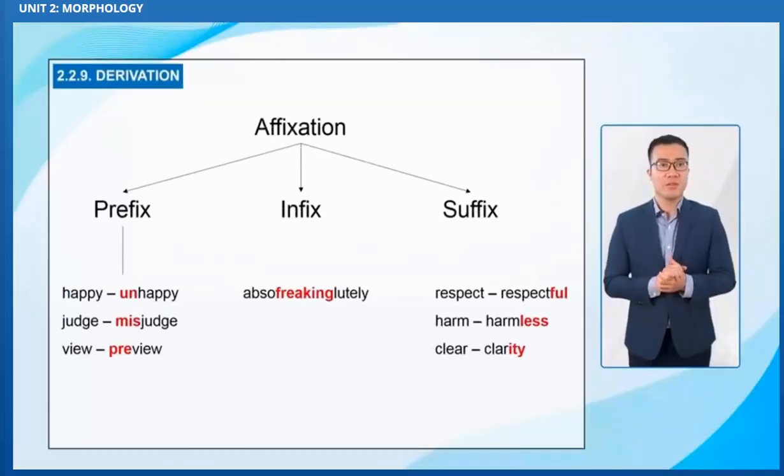The final, also the most productive way of forming words is affixation. An affix is divided into prefix, infix and suffix. For example, from happy, we can add the prefix un to form a new word which is unhappy. Or we can add the infix freaking to absolutely to form abso-freaking-lutely. Or we can add the suffix ful to form respectful.